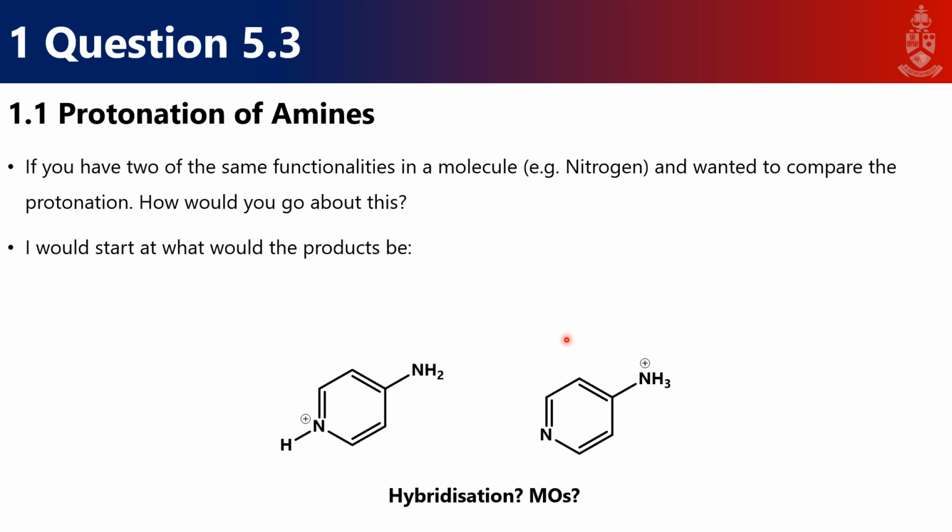For example, you can use your normal hybridization theories. In other words, p orbitals, sp2 orbitals, sp3 orbitals: which ones are more likely to be protonated, which ones have an energetically favored protonation, and also the molecular orbitals of this molecule. What type of molecular orbitals are there, and where do the HOMO and the LUMO lie?